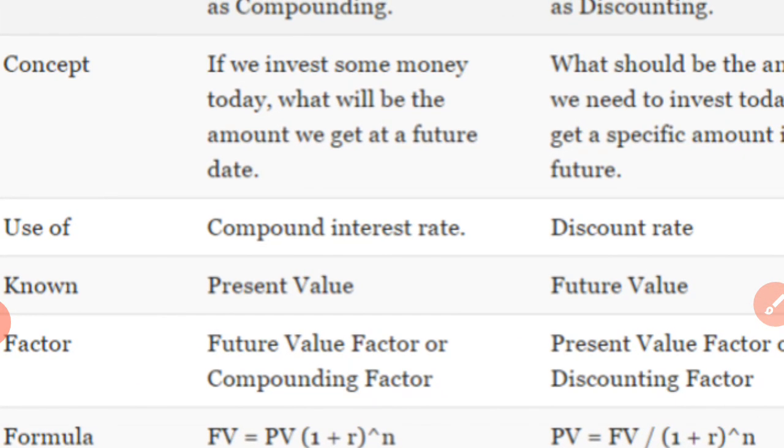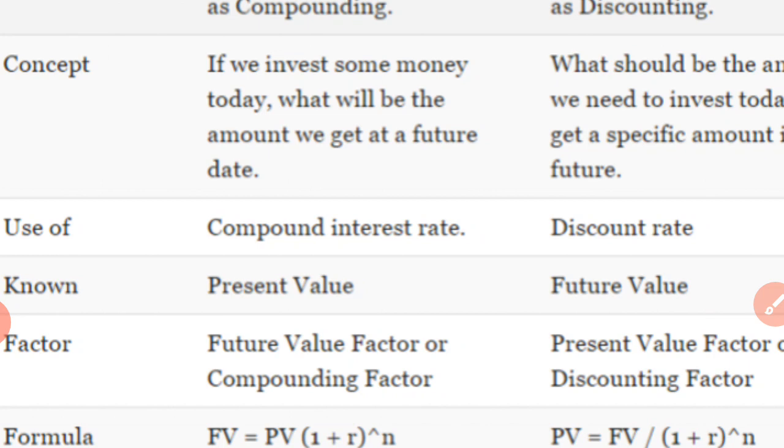In case of compounding, we will use the compound interest rate. The compound interest factor we have already mentioned: 1 plus r all raised to n. We have also calculated the effective interest rate. If it is compounded annually, monthly or quarterly etc., that effective interest rate is used as the compounding interest rate.